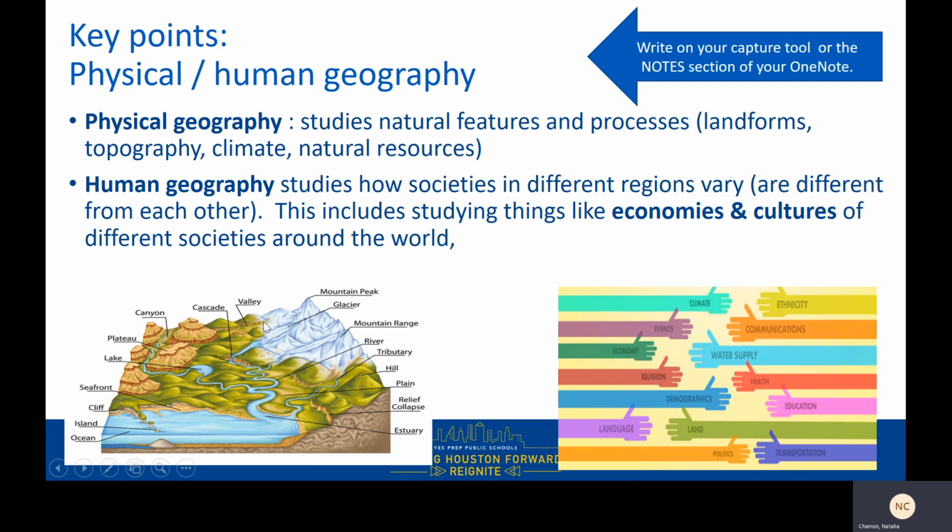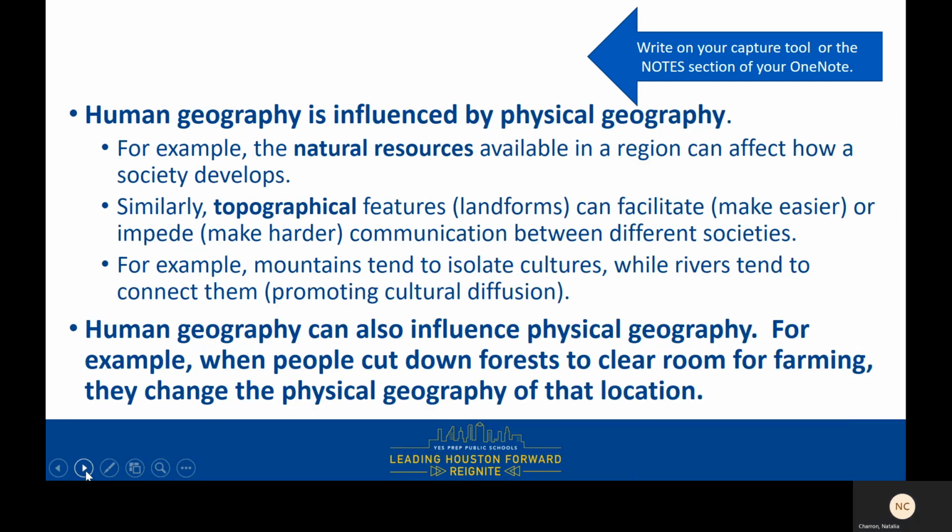Here's a great picture to remember what topography is. And here are the topics that sum up human geography. Human geography is influenced by physical geography in all kinds of ways. One way has to do with natural resources. The natural resources available in a region can affect how a society develops.